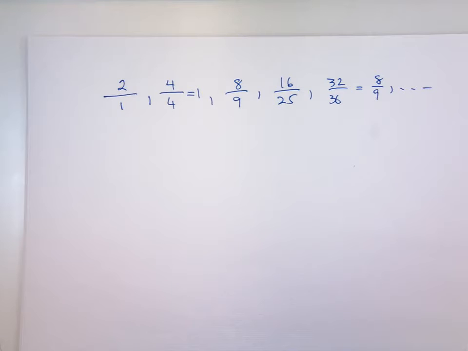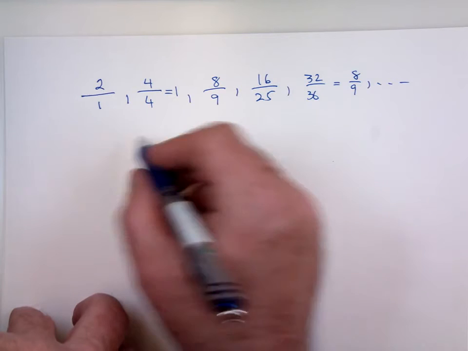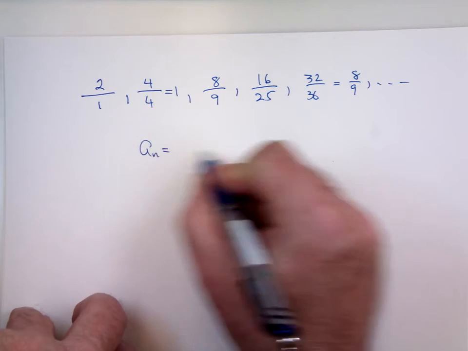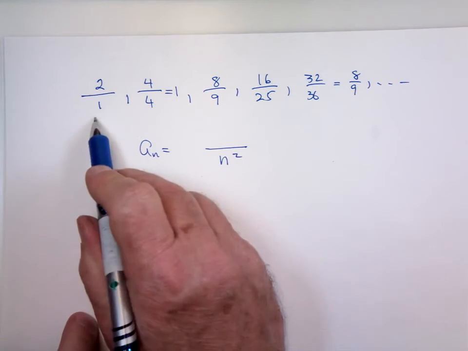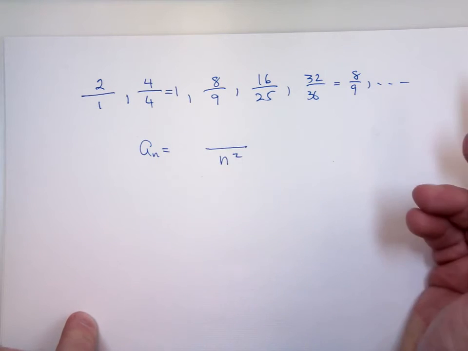What about the terms of this sequence? Anybody come up with the terms of this sequence? The top has an n times 2. No, it's n squared. Which one, numerator or denominator? Denominator is n squared. You got 1 squared, 2 squared, 3 squared, 4 squared. Wait, where's the 4 squared? I skipped it.